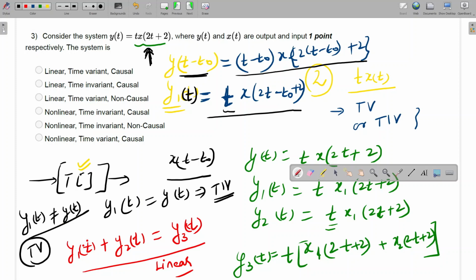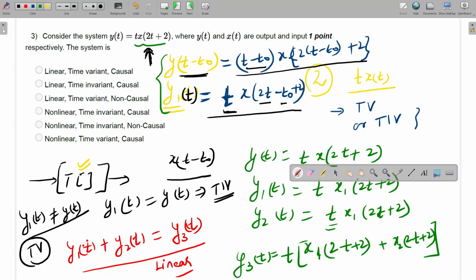Is it clear? So here if you see, y1 of t is not equal to this value, because here it will be 2t minus 2t naught plus 2. Here it is 2t minus t naught plus 2, and here also t minus t naught is there, and here t is there. Is it clear to all? So like this we can check time invariant and variant.